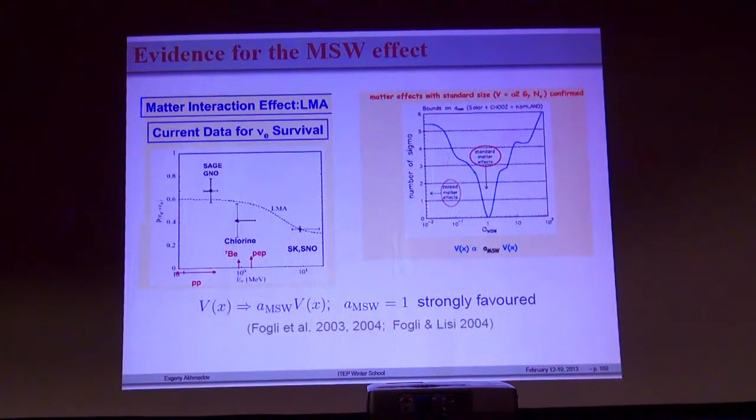They analyzed all the data, assuming that we can rescale the MSW potential with some arbitrary factor, A. They tried to minimize the chi-square in their analysis with respect to this free parameter. They considered it to be a free parameter. If A was found to be zero, this would mean that there is no matter effect on neutrino oscillation. If A is equal to one, this corresponds to the normal MSW effect. And what we found for chi-square is in very good agreement with A equal to one.